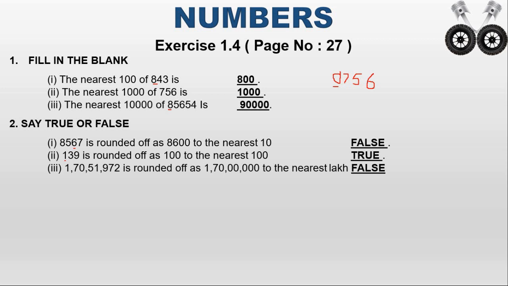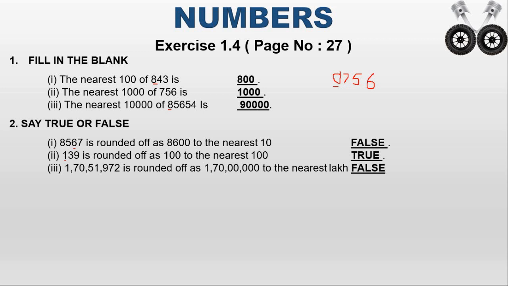So what is the next one? 1 crore 70 lakh 51,972 is rounded off as 1 crore 70 lakh. Okay. So what is the question? You have to round it off to the nearest lakh. That is the question.